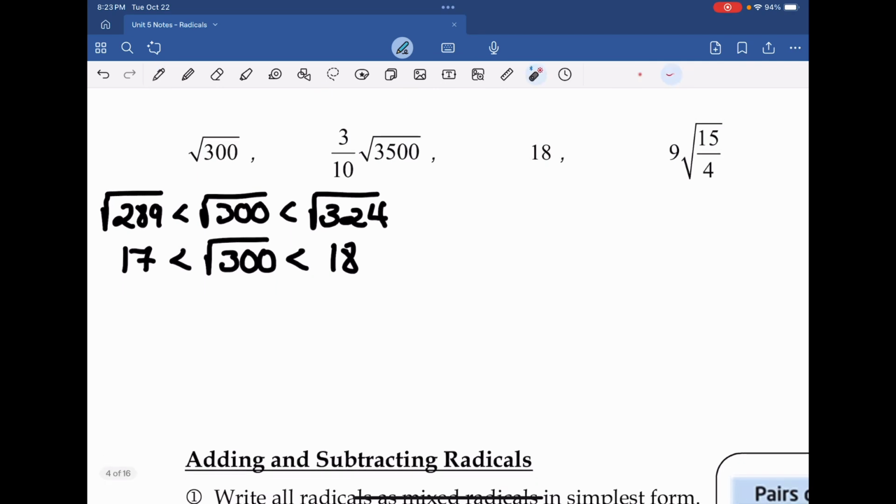Now, you want to ask which it is closer to. Is 300 closer to 324 or 289? It's a little closer to 289. So we're going to say the square root of 300 is approximately equal to 17 point something, and we could do like 3 or 4. I'm going to say for this one, maybe like 17.3, just because it's a little closer to 289 than 324. Okay, we're going to move on to our next one.